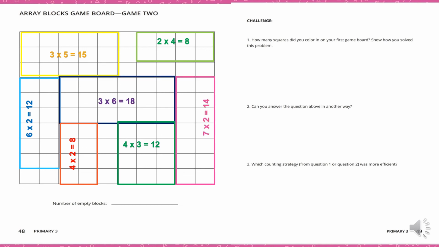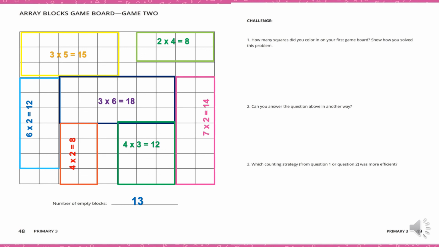Then we will count to find the number of empty blocks. The empty blocks we didn't draw on or color, they are 13 blocks. Let's move to the challenging part. Number 1. How many squares did you color in your first game board? Show how you solved this problem.